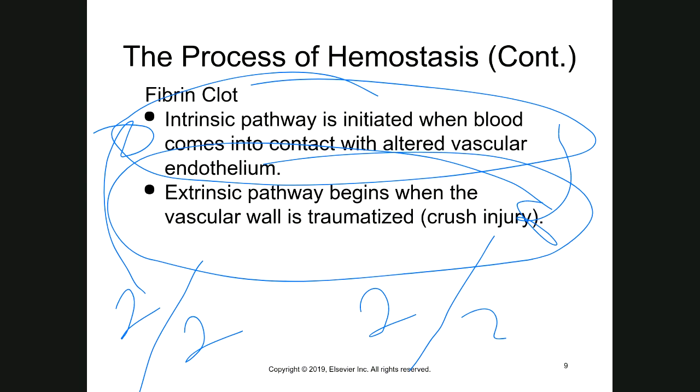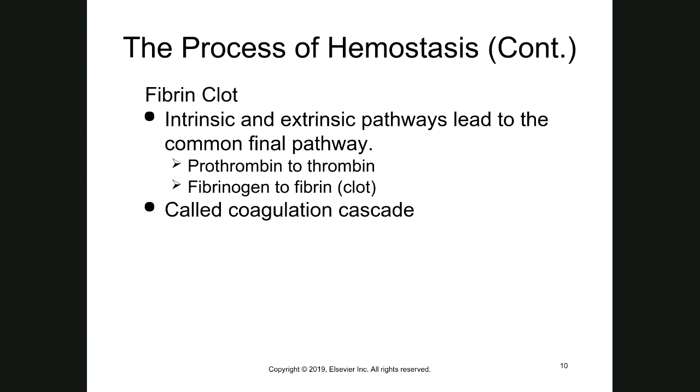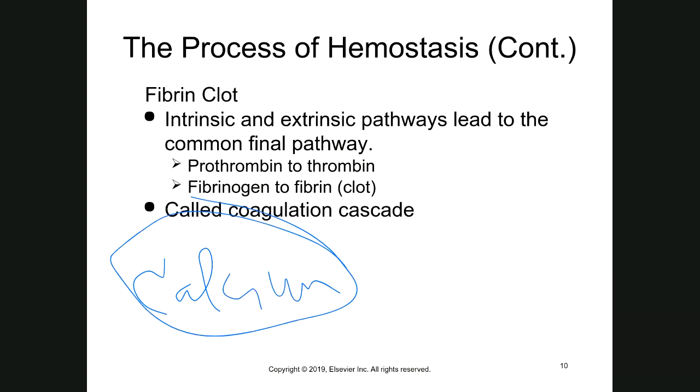The next one, fibrin clot: the intrinsic and extrinsic pathways lead to the common final pathway. I need to tell you that in every particular process of hemostasis, calcium is essential. If you don't have calcium, you don't have the motions of these coagulation factors either. Even here, calcium plays an important role in the moment that the blood starts to coagulate. But again, I will not ask you this one right now.